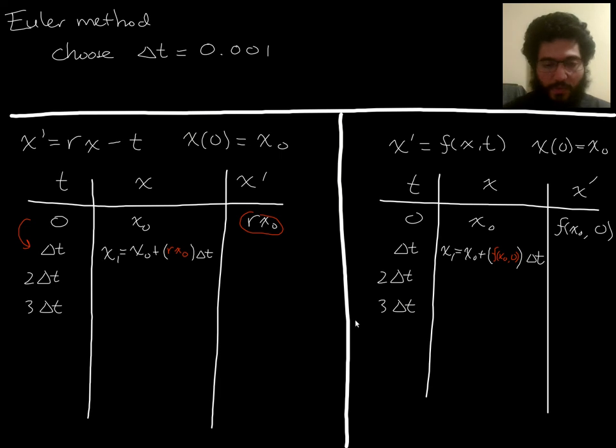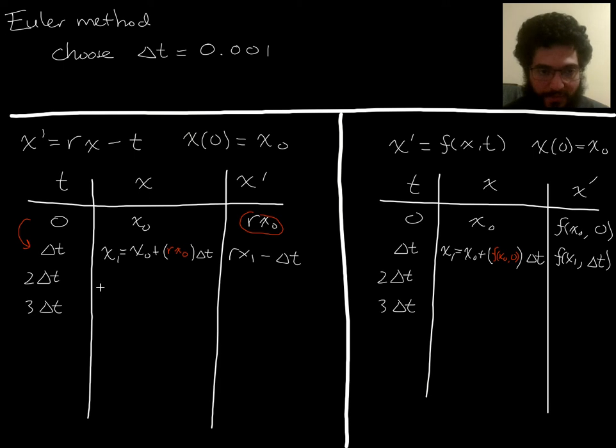Okay, and now you've seen one iteration of the algorithm. From here on out, you just repeat. So I'll show another one. So how do we find out what is x prime here? Well, it's whatever this evaluates to for the current t and the current x. So that's r x1 minus, and what's the time? Currently it's delta t. So here it's f of x1 comma delta t.